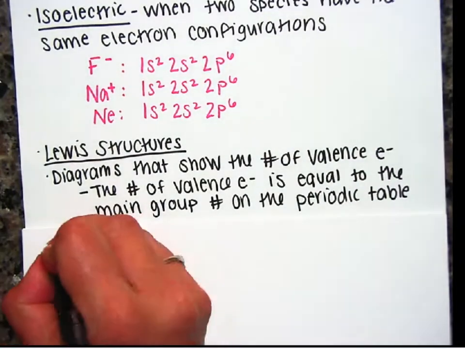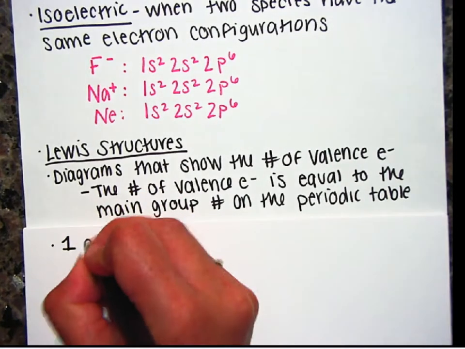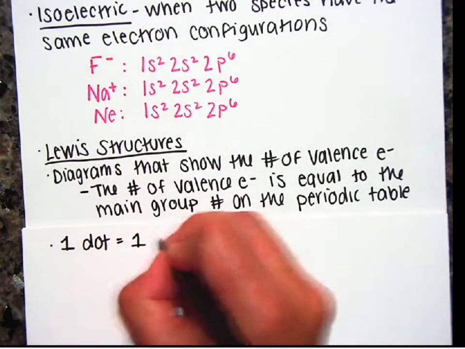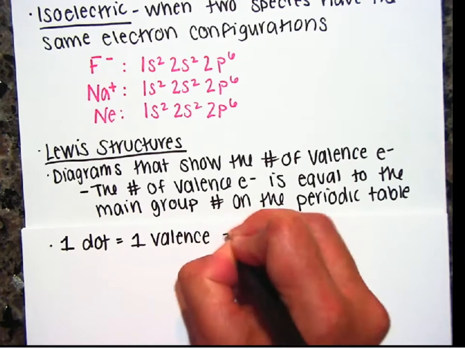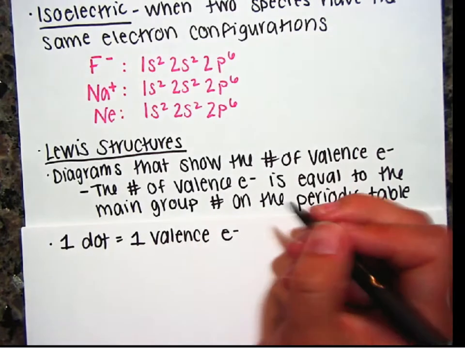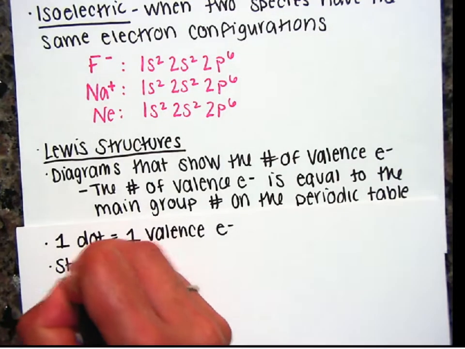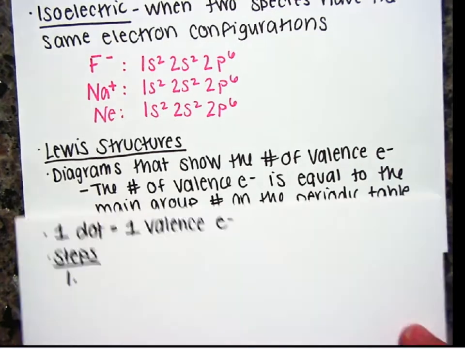When we are drawing Lewis structures, each dot represents one valence electron. So let's look at our steps. These are pretty easy to draw.